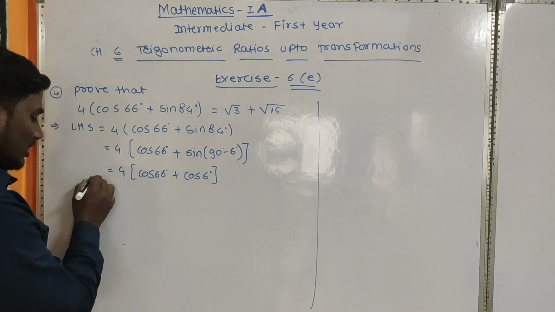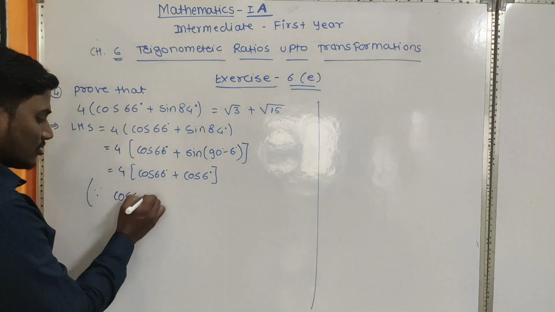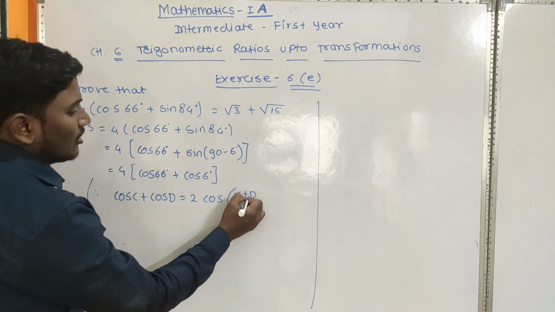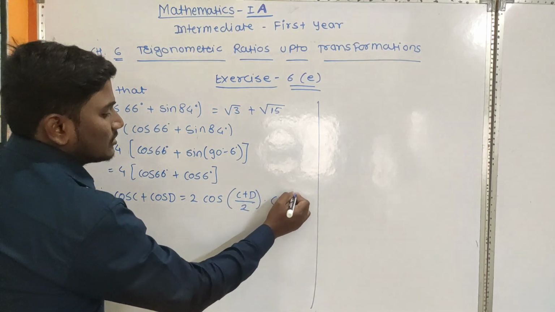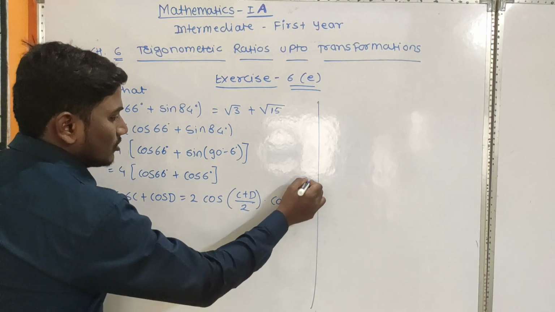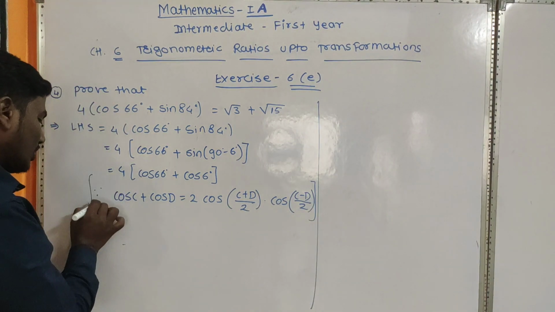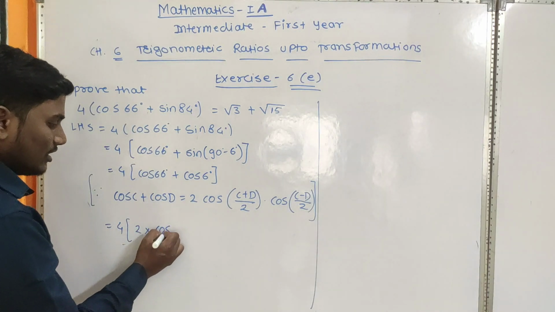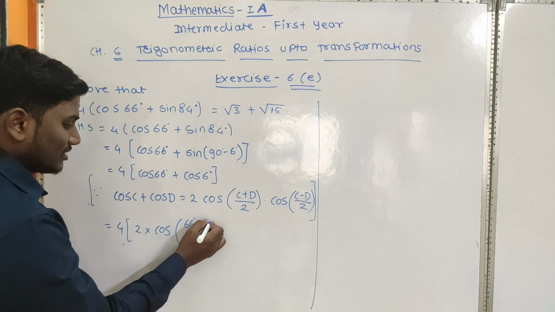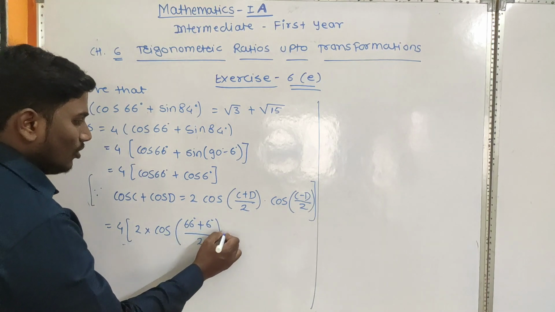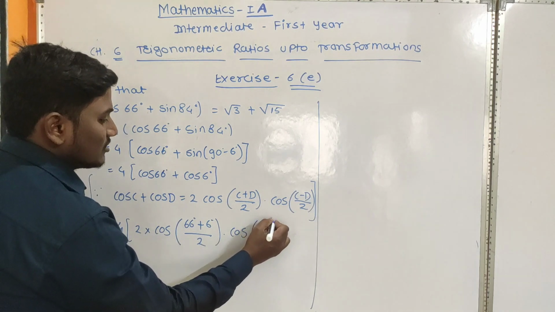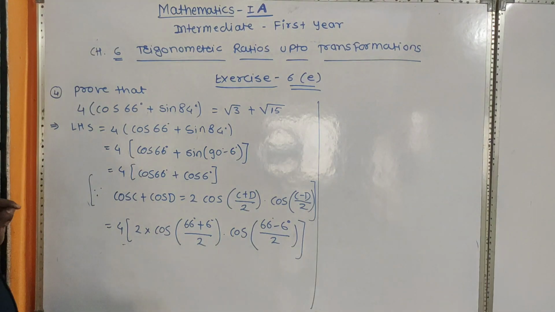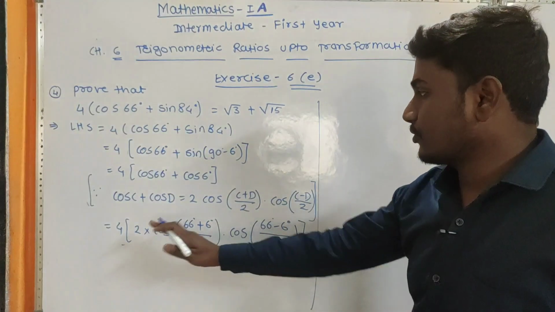Now using the factorization formula, cos C plus cos D is equal to 2 times cos of (C plus D) divided by 2 into cos of (C minus D) divided by 2. Is it clear? Now this is the formula. You can apply here the formula: 2 into cos of C plus D, meaning 66 degree plus 6 degree, divided by 2, into cos of C minus D, meaning 66 degree minus 6 degree, divided by 2. Is it clear?